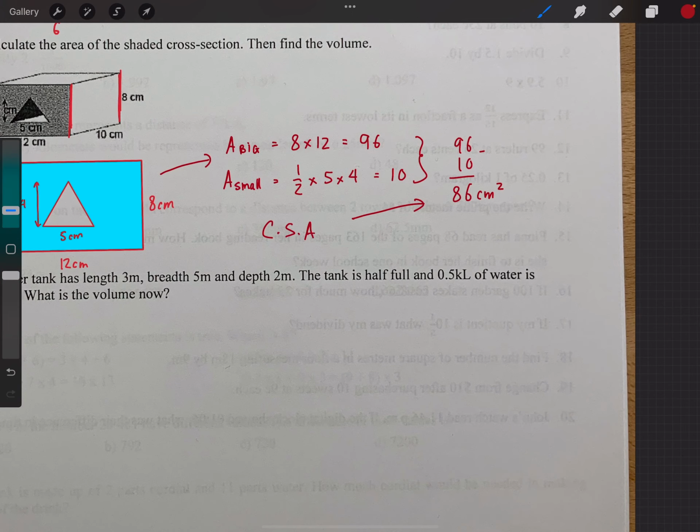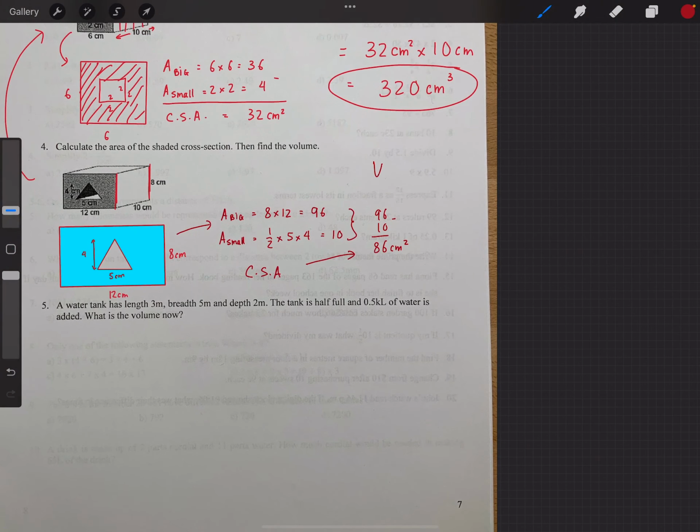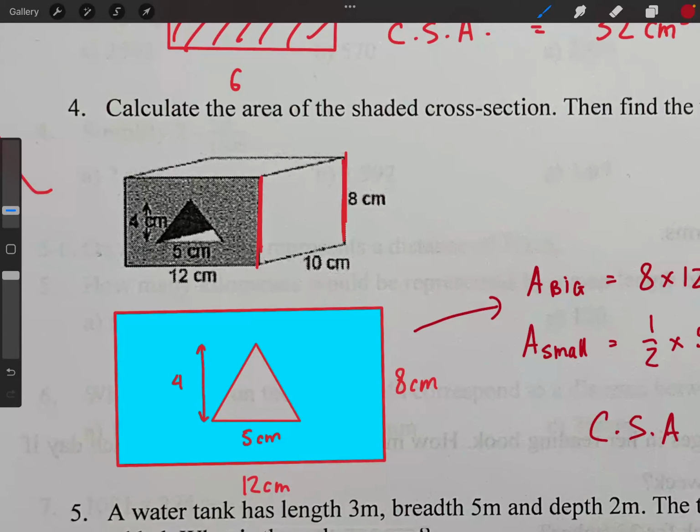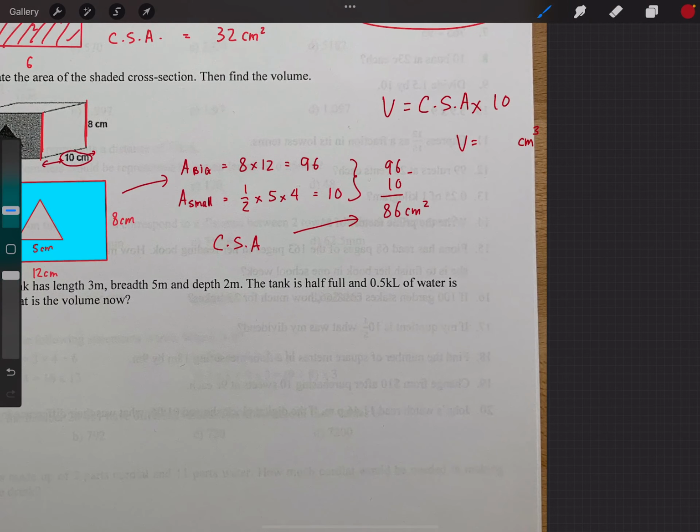cross-section area. Now, to find the volume, again, we're going to do volume equals cross-section area times by how long are we stacking it? We're stacking it 10 centimeters. So you times it by 10. Okay, work out the volume on your own. It'll be in centimeters cubed. Don't forget to write that in the units.